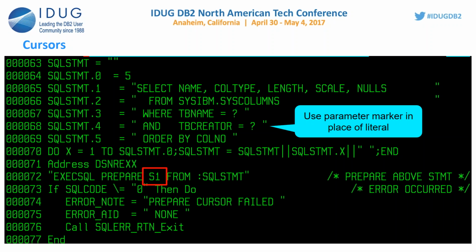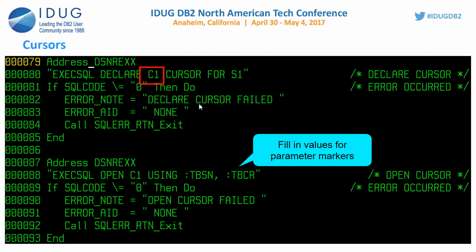Okay. If we scroll down, now I'm going to declare a cursor called C1. Again, if you're used to COBOL, you might think you could name the cursor whatever you want there. We'll see in a minute that REXX has some predefined cursor names that I have to use. Declare the cursor for S1. So take the statement that I just prepared and give it a cursor name. Again, I better get a 0 here. Anything other than a 0 is bad news.